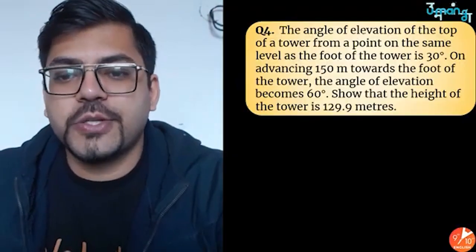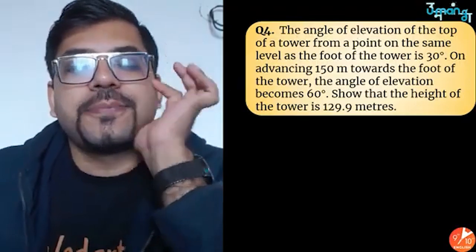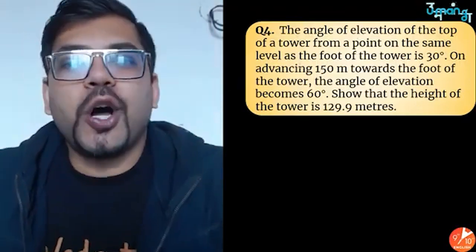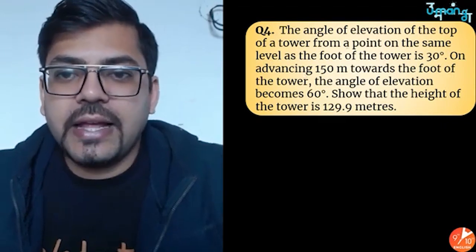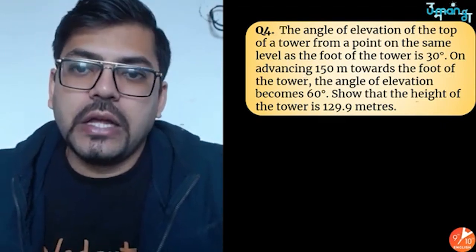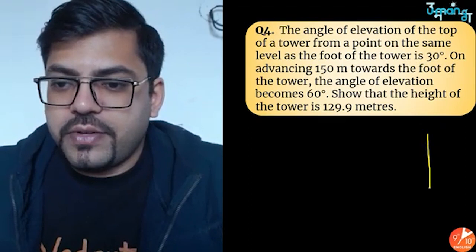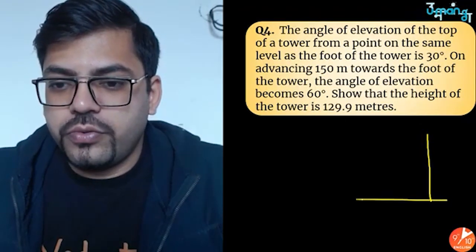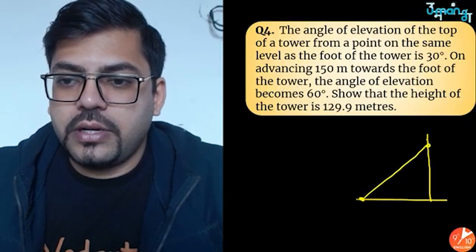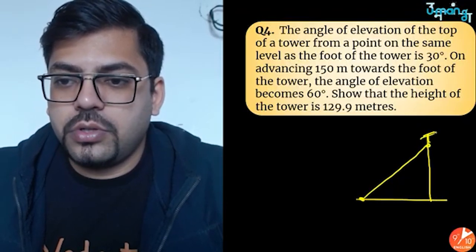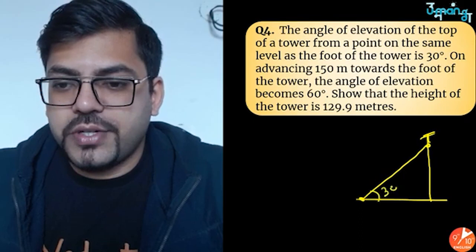Okay, next question. This next question says, the angle of elevation of the top of a tower from a point on the same level as the foot of the tower is 30°. Okay, so this is a tower. From the foot, the angle of elevation is said to be 30°. Like let this be the top of the tower. So this angle of elevation is called as 30°.